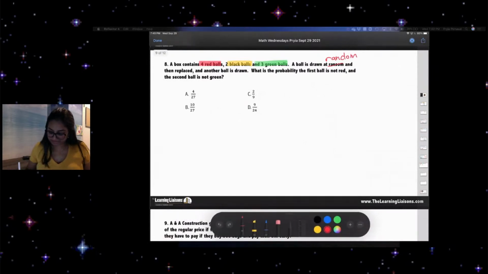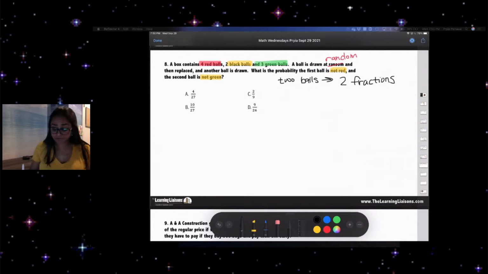But then they ask us, what is the probability that the first ball is not red and the second ball is not green? Well, I always have to start and ask myself, how many balls am I drawing, or how many things am I removing? I'm doing this 2 times. So I'm going to have 2 fractions. If I was pulling 3 balls out, I would have 3 fractions. So let's start with our 2 fractions, fraction 1 and fraction 2.